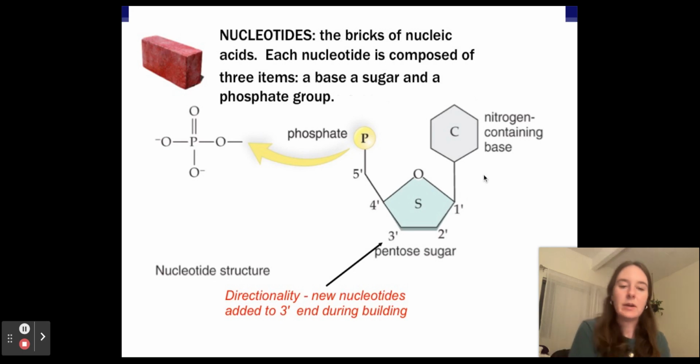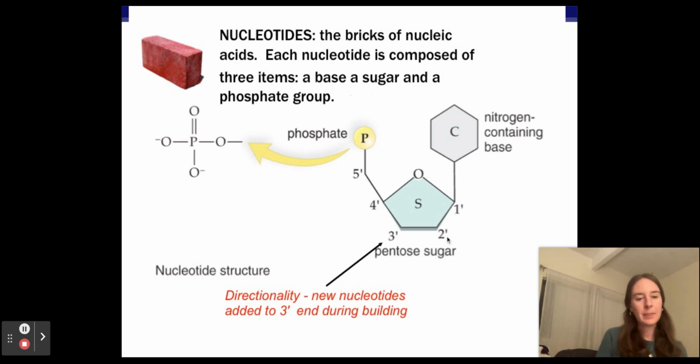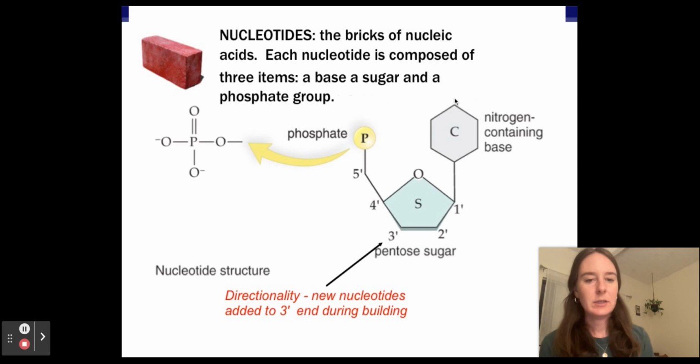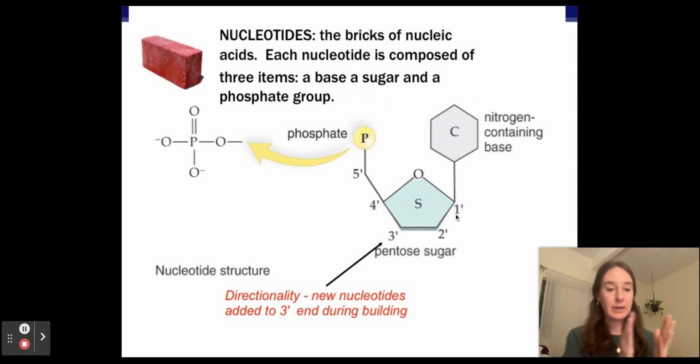Now, why don't we talk about the 1 prime or the 2 prime? Well, later we'll see that this part of the molecule is going to be on the inside of a DNA or RNA molecule. This part will be on the outside. And so we typically speak of the 5 prime end and the 3 prime end, and I'll show you later what that really means.